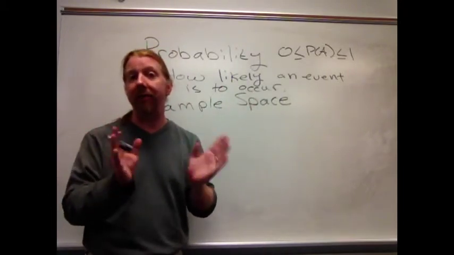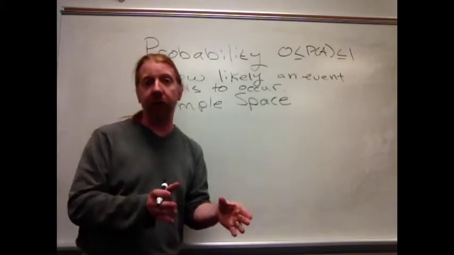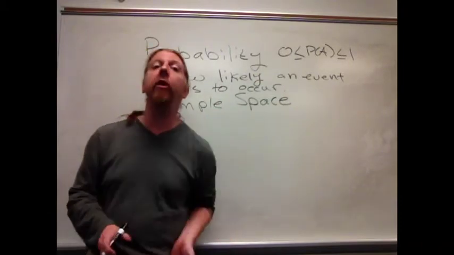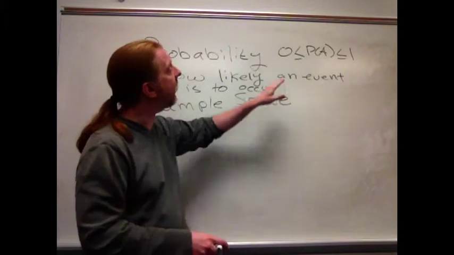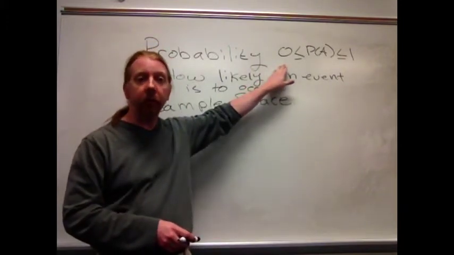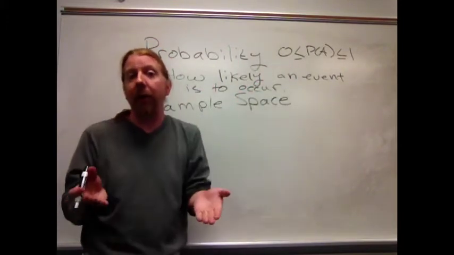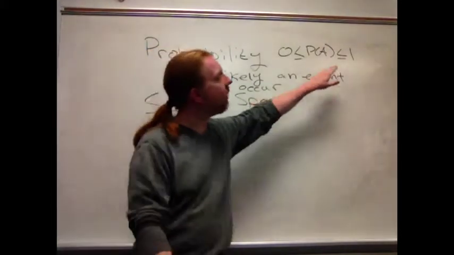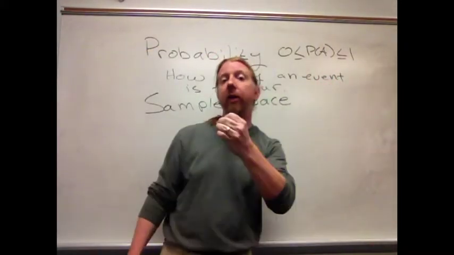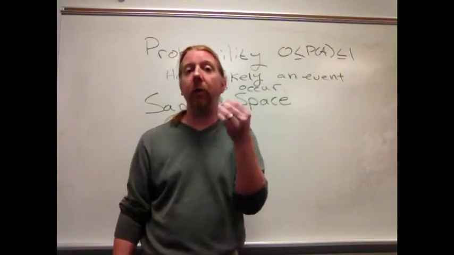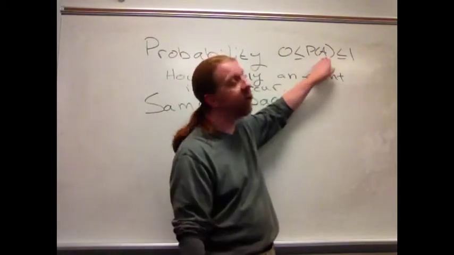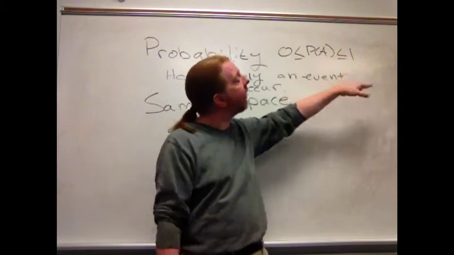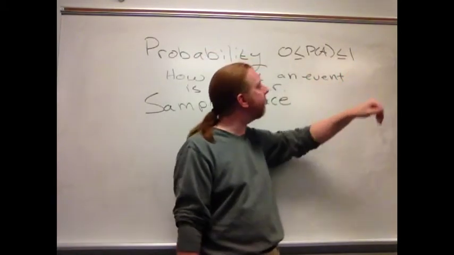It's always going to be a decimal, or a fraction, or a percentage, and you should be comfortable using all three of those. If an event is down here at 0, that means it's not going to happen. It's impossible if the probability is 0. We get up to 1, it's now guaranteed to happen. It will always happen. So if the probability of an event is 1, it happens in every instance.